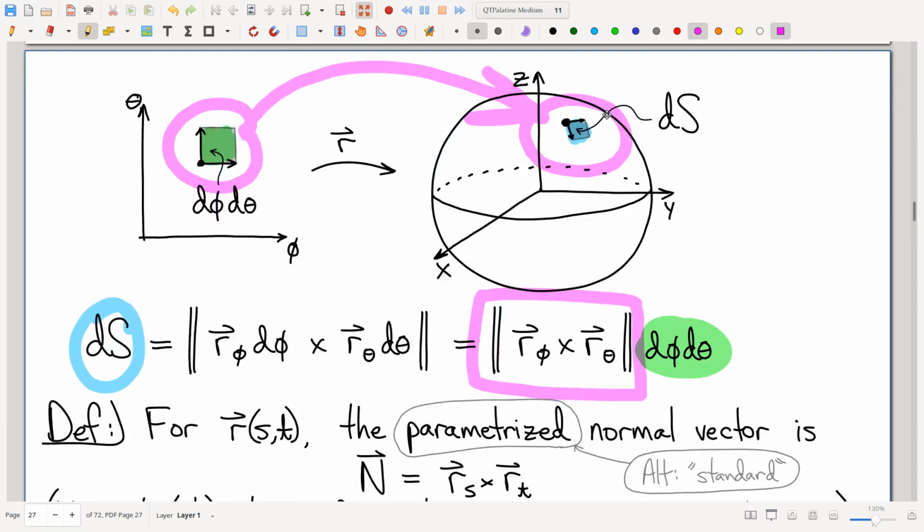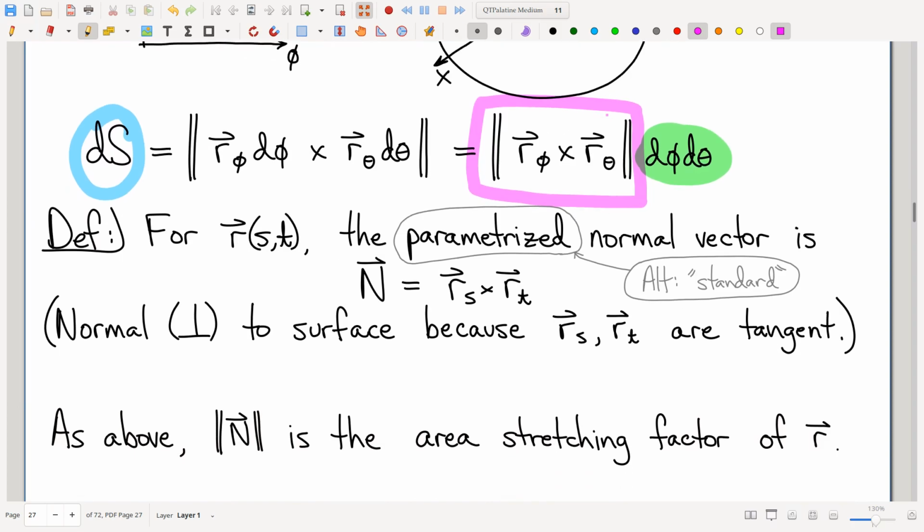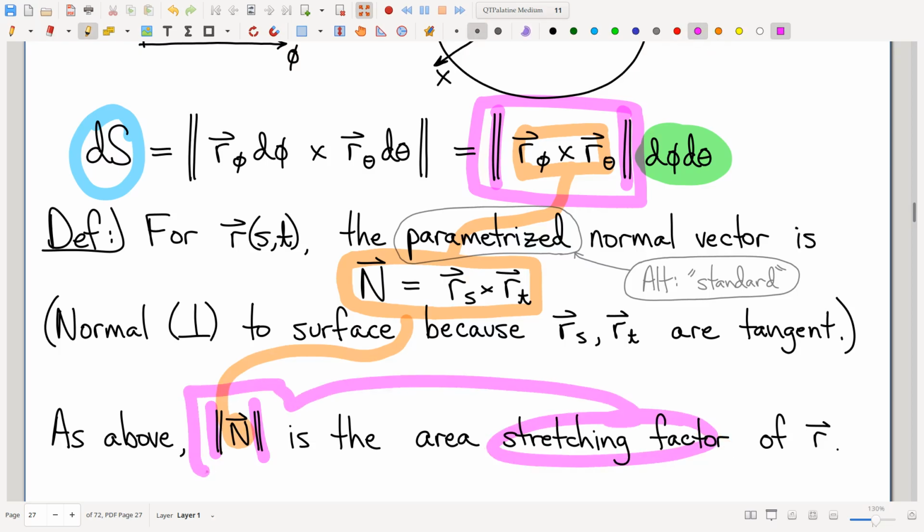Okay, now here's a little twist that we're going to put on it. This is largely a notation thing. This vector here, the cross product itself, ends up being important in a lot of ways. So that's what I'm going to give a name to. That's what we're going to call capital N. So remember, the stretching factor is the magnitude of that capital N. It's not capital N itself. The magnitude of that capital N is your stretching factor.